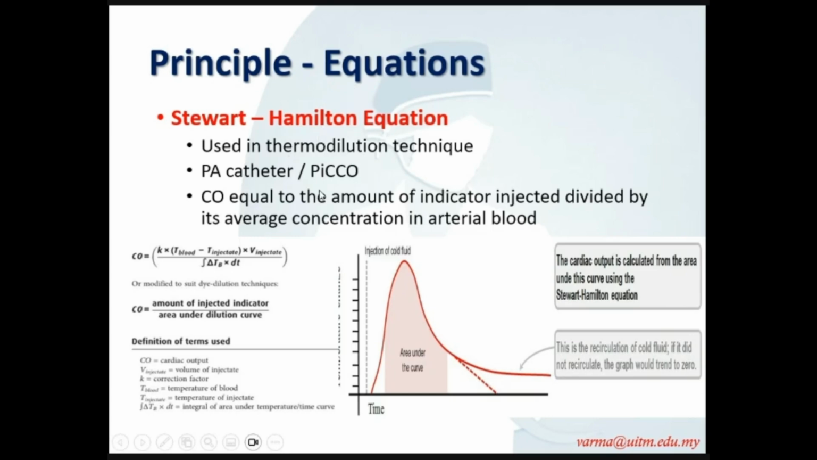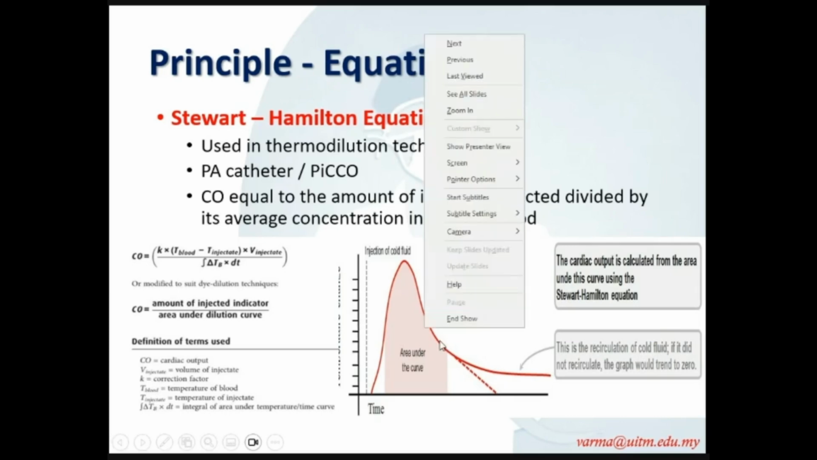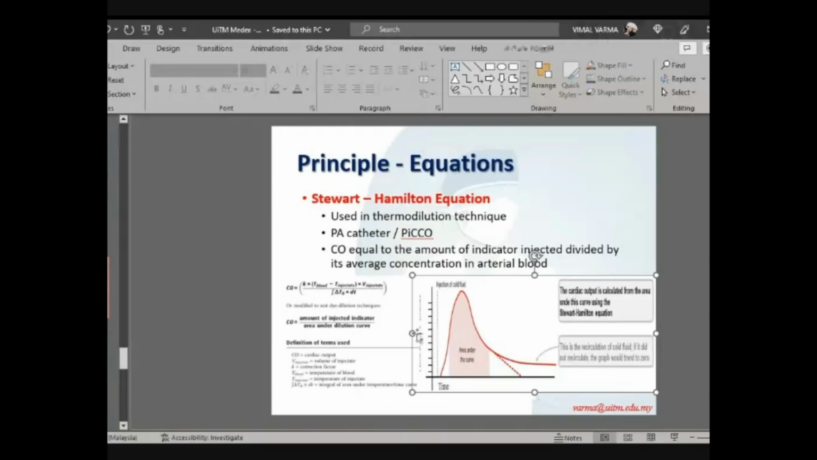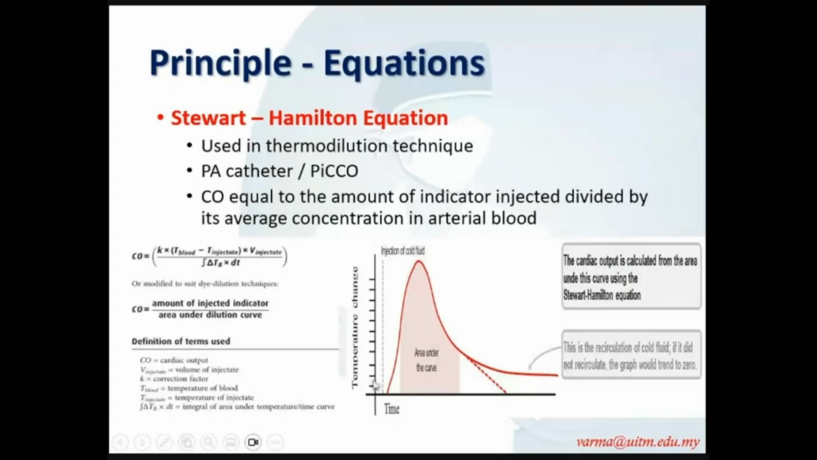When you inject a cold saline, your blood is warm. Usually our blood is warm inside, our core temperature. So when you inject a cold saline, there will be a change in temperature. Just hold on. So this is the temperature change. What happens is when we inject a cold saline into our blood, the temperature change will be picked up by a thermistor in the PA catheter. There is a sensor that can actually detect the change.